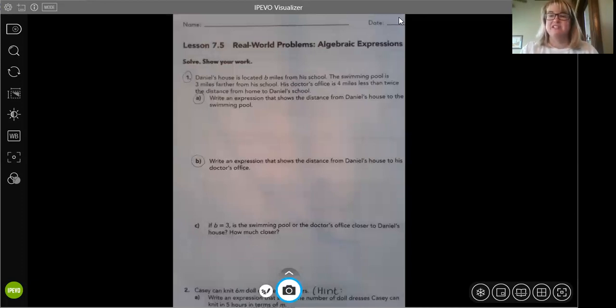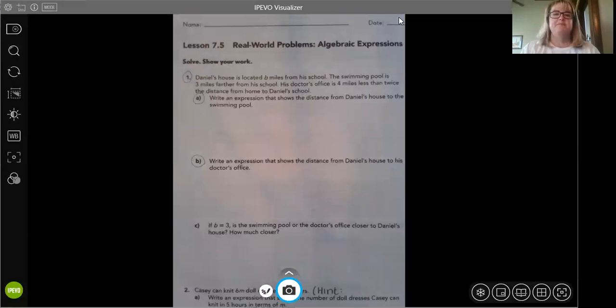Today we are going over lesson 7.5, which is real world problems, algebraic expressions. Math is all about representing things that happen in the real world. So when we work with these real world problems, we are really doing math as it's intended. So we're going to do some together and then you'll do some on your own. And I'll ask you to turn in your answers for a select number.